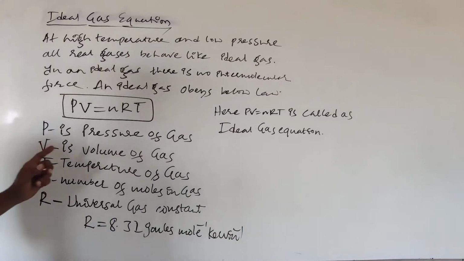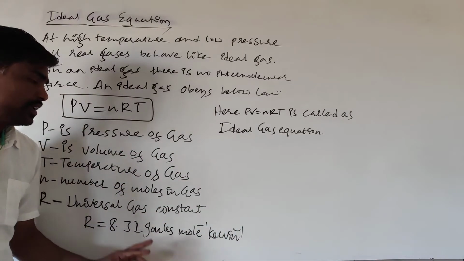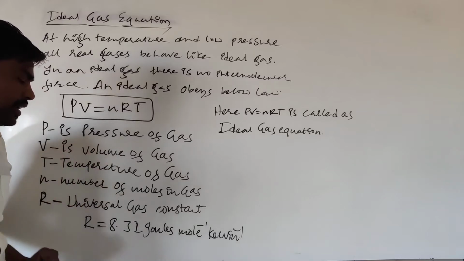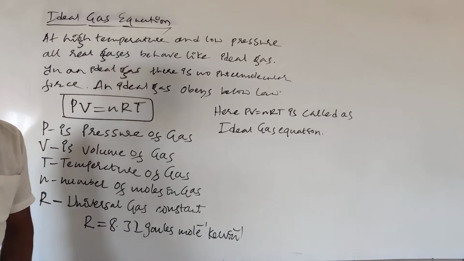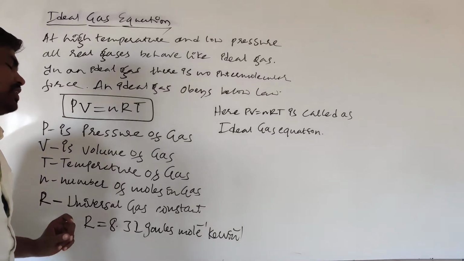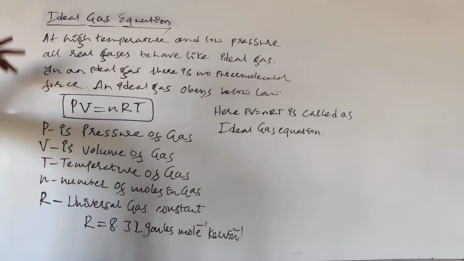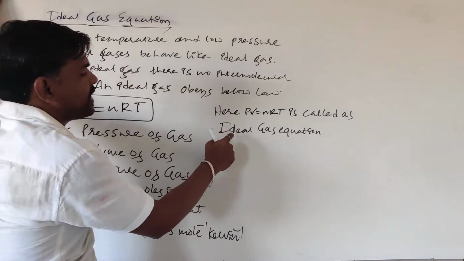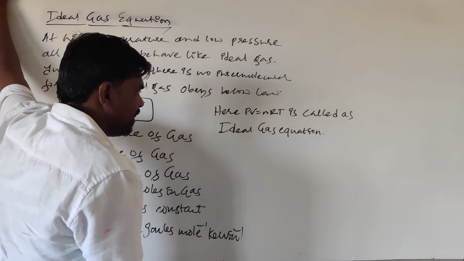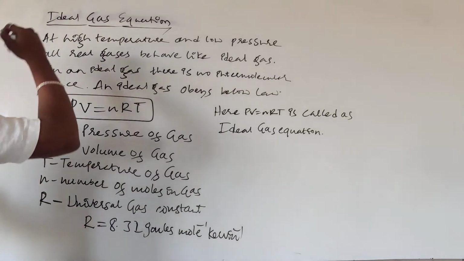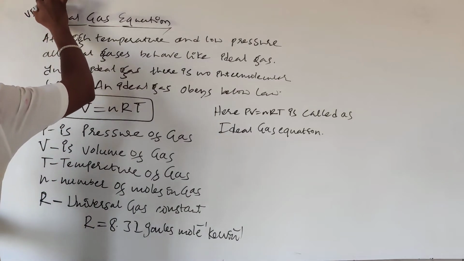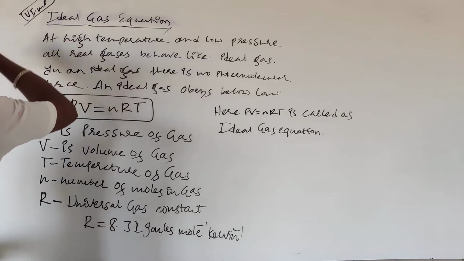Here n is the number of moles in a gas, and R is the universal gas constant. So this equation is called the ideal gas equation. Got to know. This is the ideal gas equation. Very important.